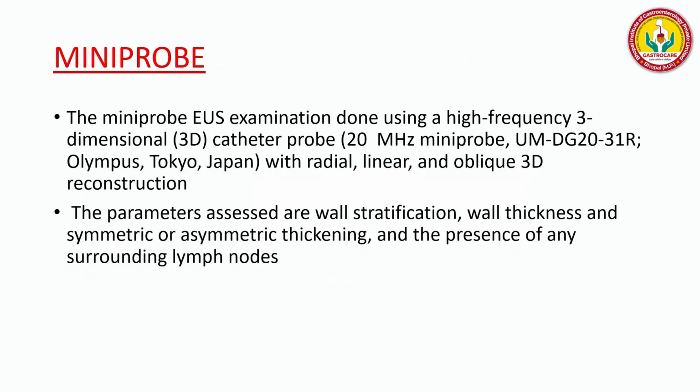Now there are other methods like the mini probe, where we use a high frequency three-dimensional catheter probe. The normal one we use has 7.5 to 10 megahertz, whereas here we are using 20 megahertz mini probes. These are especially useful in staging luminal malignancy for wall stratification, wall thickness, symmetrical and asymmetrical thickening, and of the lymph nodes also.